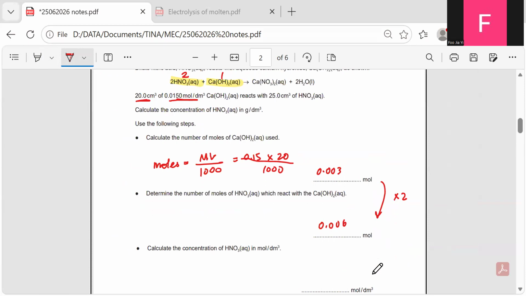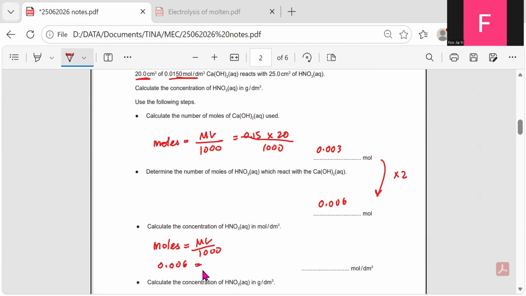So now, amount of moles is mv over 1000. So amount of moles is 0.006. M is what you're looking for. V is given in the question, 25 over 1000.